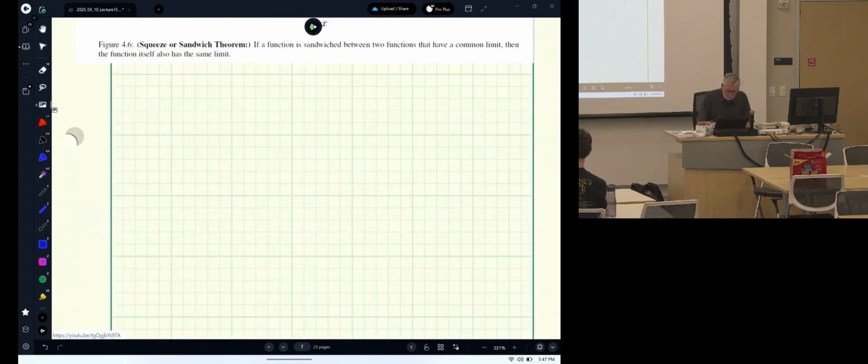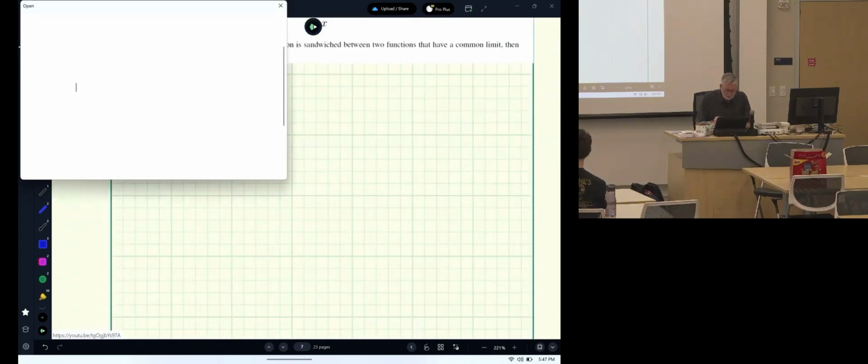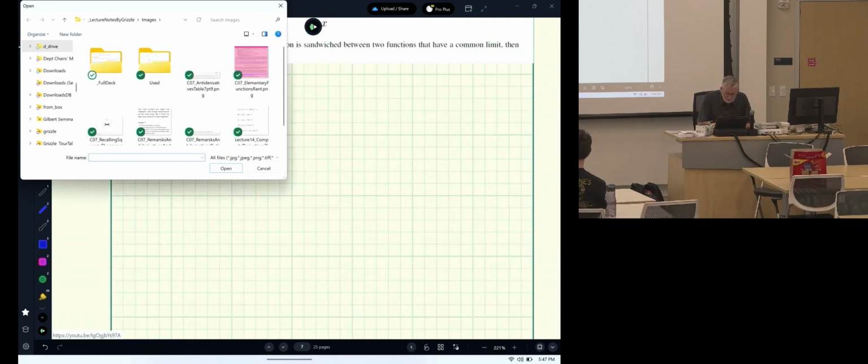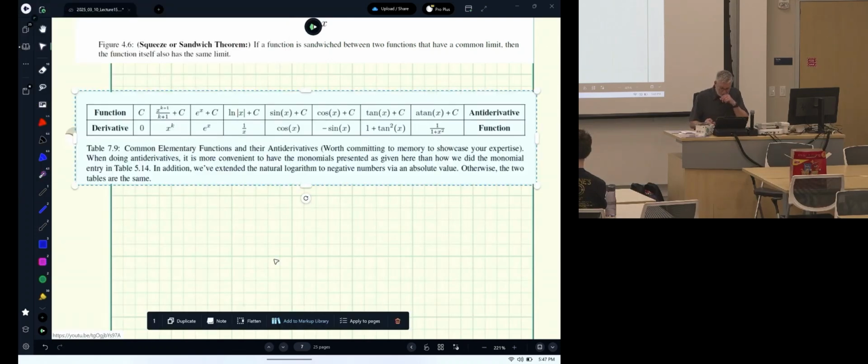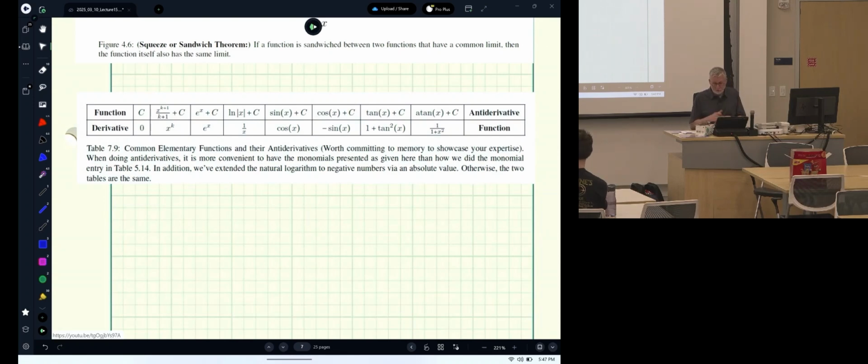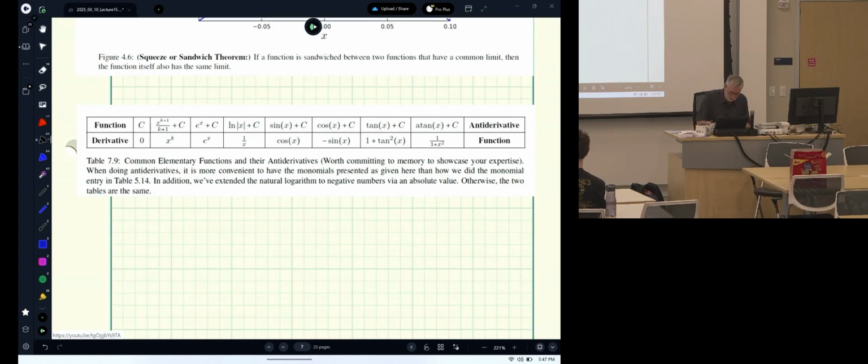Okay, so once again, let's put our little table back here. So one person's function and derivative pair is another person's antiderivative and function pair. And most engineers carry this table in their head and nothing more.